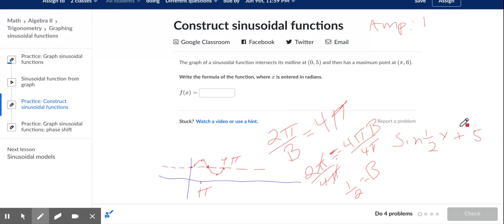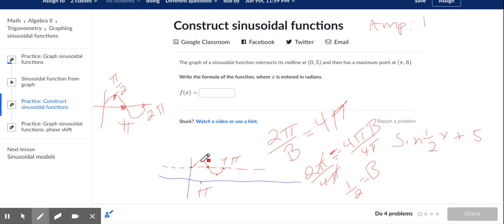So this is our answer. But before I move on, I want to talk about a second way that we could have figured out this 1 half. That second way is to compare what we know here to the original sine function. So the original sine function looks like this, where this is 2 pi. So half of that, this point where it crosses the midline, is going to be pi, which makes this maximum pi over 2. So the maximum is originally at pi over 2.